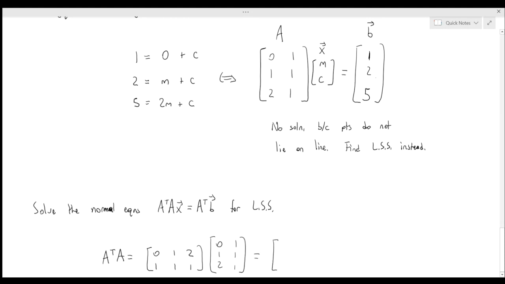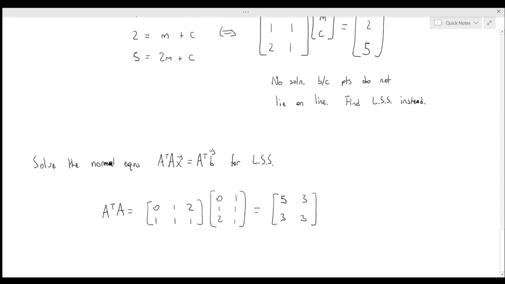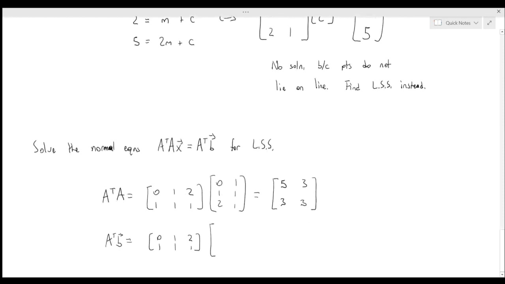So if we multiply that out, we're going to get 5, 3, 3, and 3. We also need to do A transpose B. So here's A transpose, and then B was 1, 2, 5. If we multiply that out, we're going to get 12 and 8.